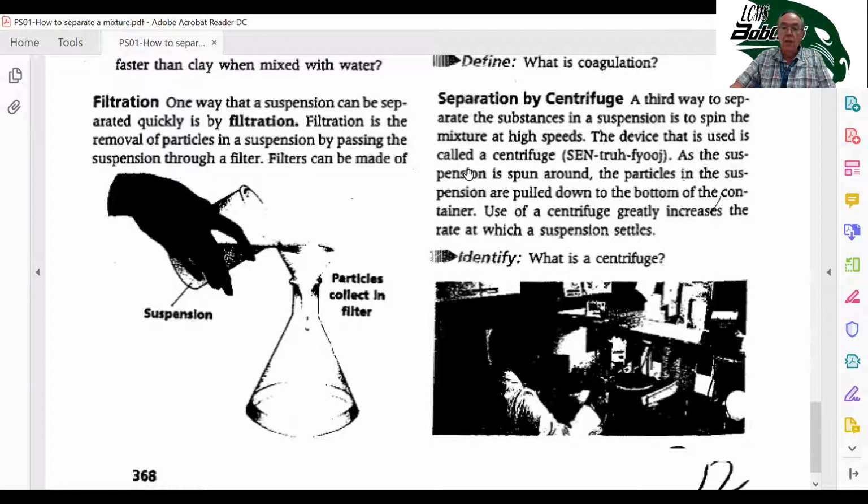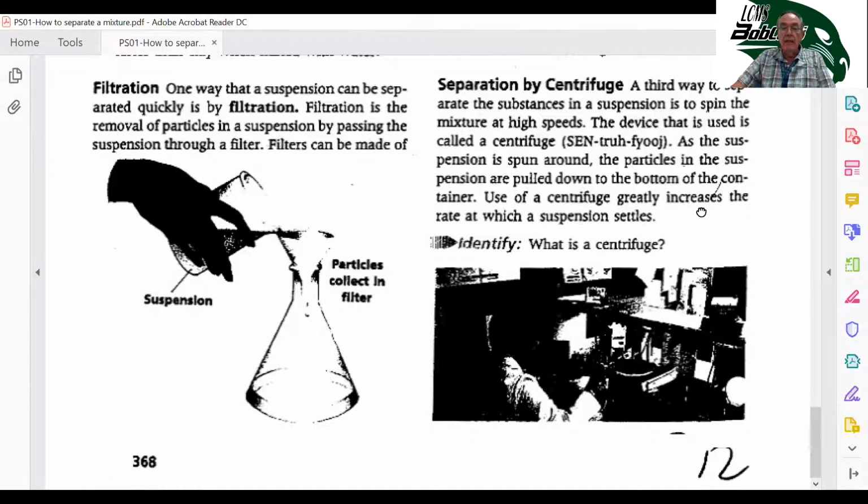Okay, so the third way to separate a suspension is to spin the mixture at high speeds. The device used is called a centrifuge. So like the washer spinning around. The suspension is spun around. The particles in the suspension are pulled to the bottom. The use of a centrifuge greatly increases the rate at which the suspension settles. They use centrifuges in doctors' offices.